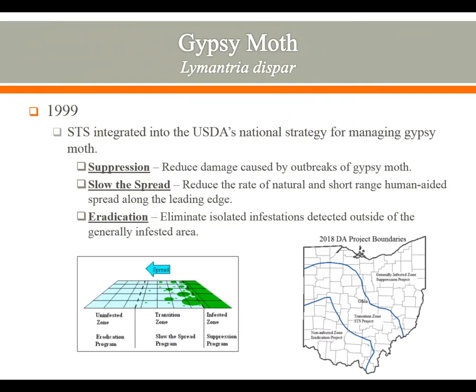And then we have an eradication zone here in Ohio, where APHIS PPQ works with us to eliminate isolated infestations, basically due to human movement of infested materials. So those are the 3 zones that we have currently working here in Ohio, and most of the other states fall in line with that.